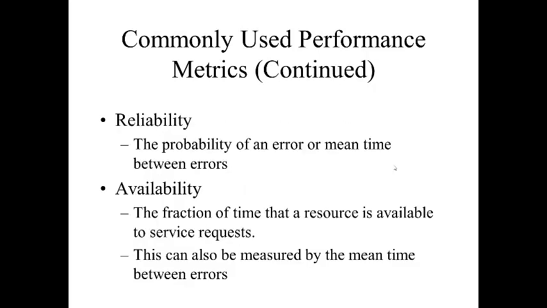Reliability, that's the probability of an error or the mean time between errors. Availability, the fraction of time and resources available to service requests. Generally, you want that around 99.9% or somewhere in that area. And you can also measure availability by the mean time between errors.